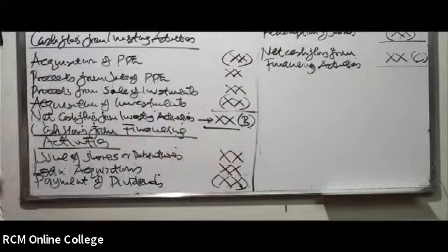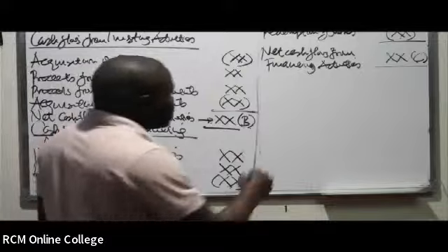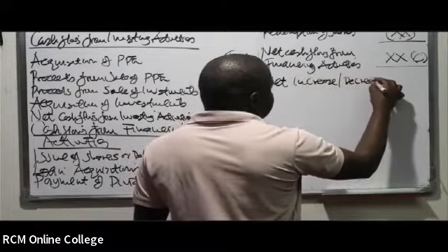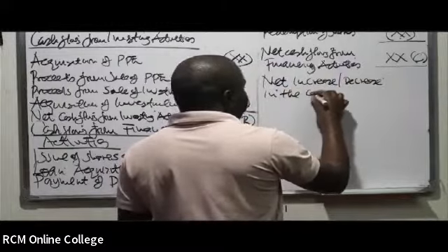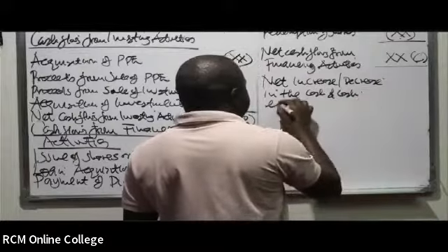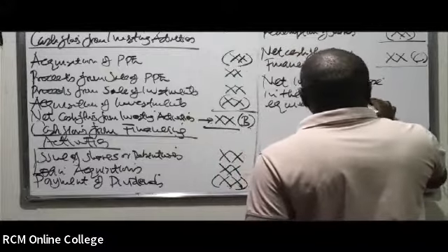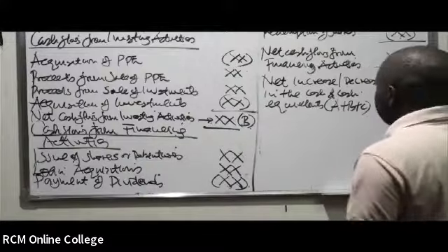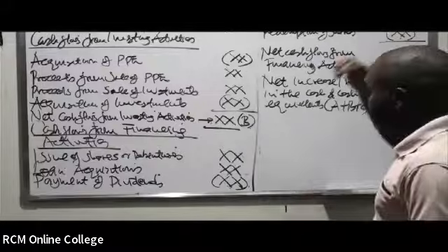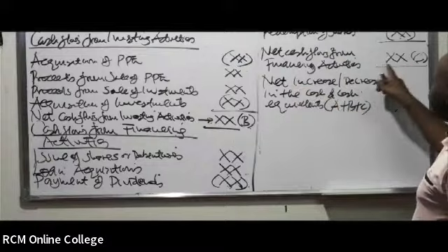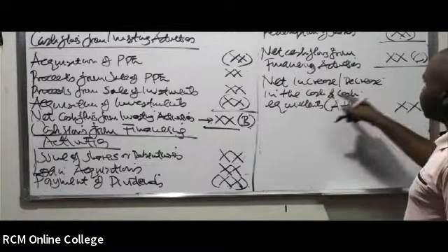Then once you have all those figures for the three parts, you get the net increase or decrease in cash and cash equivalents. How do you get this? You take A plus B plus C. You see why I was putting a B here? It's because of this final place here.